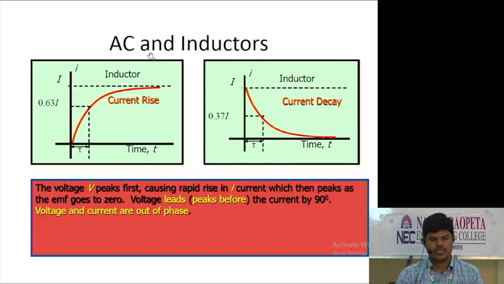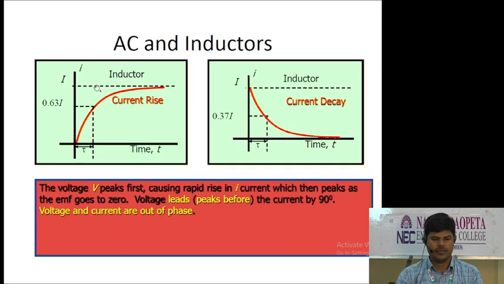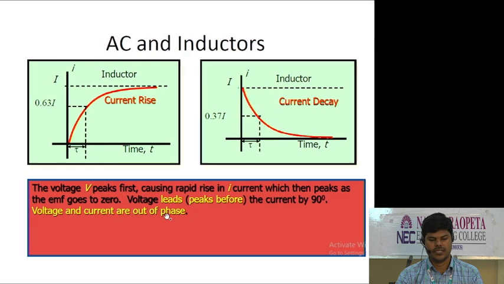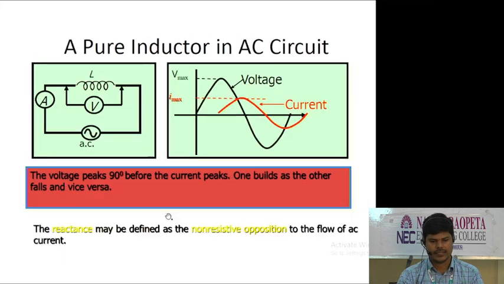Now let us look at the phase behavior in inductors. If you take an inductor, the current changes from time to time. In the case of a pure inductor, the current lags behind the voltage by 90 degrees, or you can say the voltage leads the current by 90 degrees. See the time with respect to current: current rises and current decreases. If you take it with respect to current, you can say current lags; with respect to voltage, you can say voltage leads.